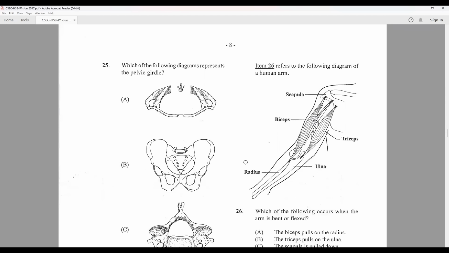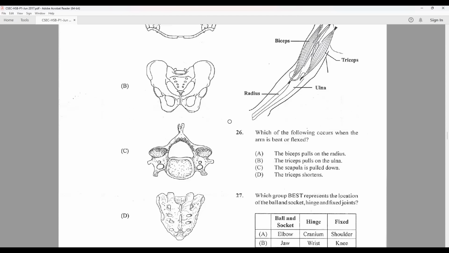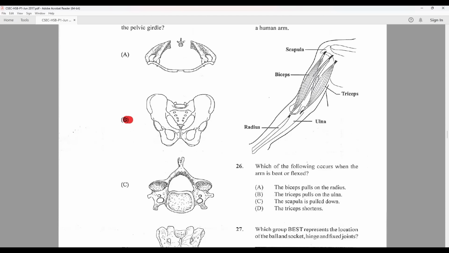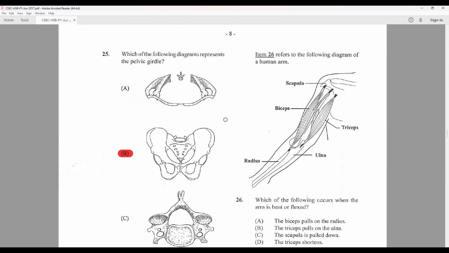Which of the following diagrams represents the pelvic girdle? We could just look at them and see which one looks familiar, and the one that looks familiar is B.